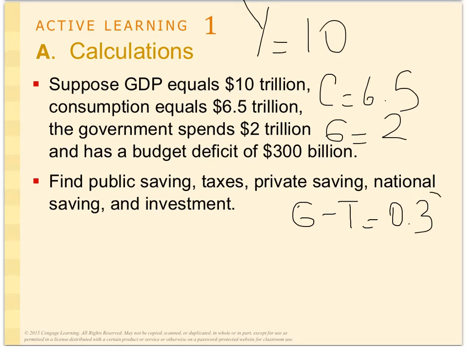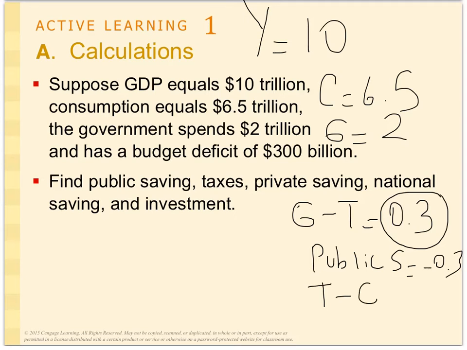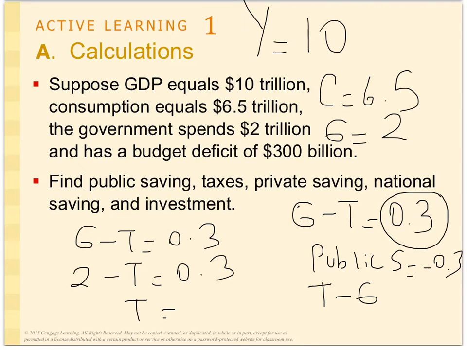Here, as you see, the budget deficit is my public saving. But now it's a deficit. Public saving has to be a negative number. As you remember, deficit is negative public saving, minus 0.3. Or public saving is T minus G. How do we find T minus G? G minus T is equal to 0.3. G is 2, minus T is equal to 0.3. So from here, T is equal to, if you do that calculation, 1.7.